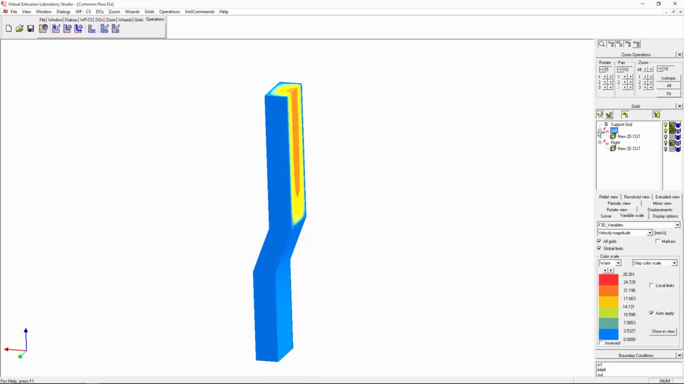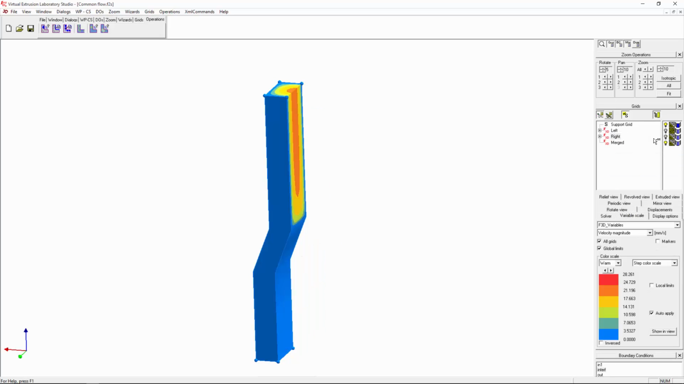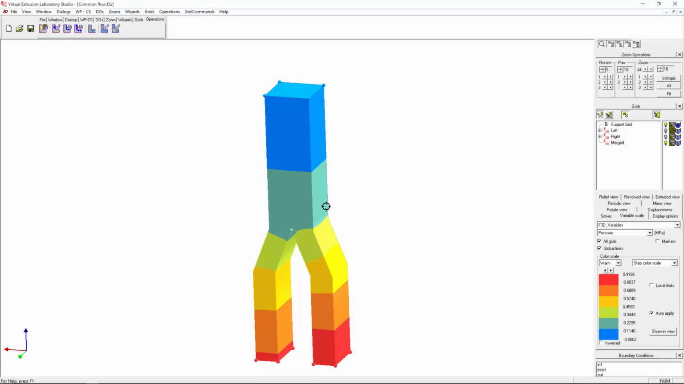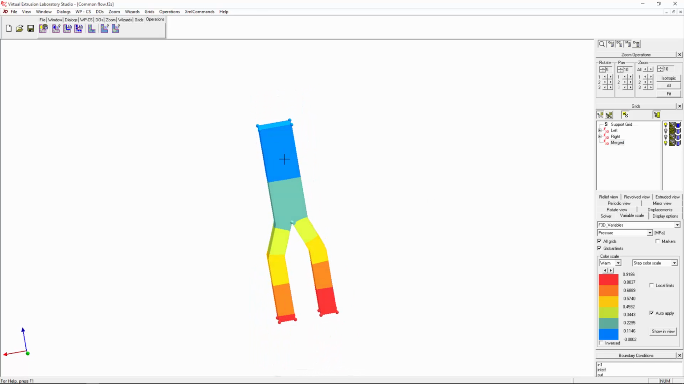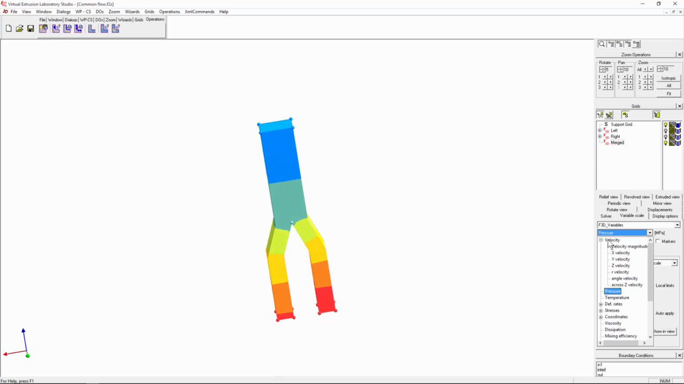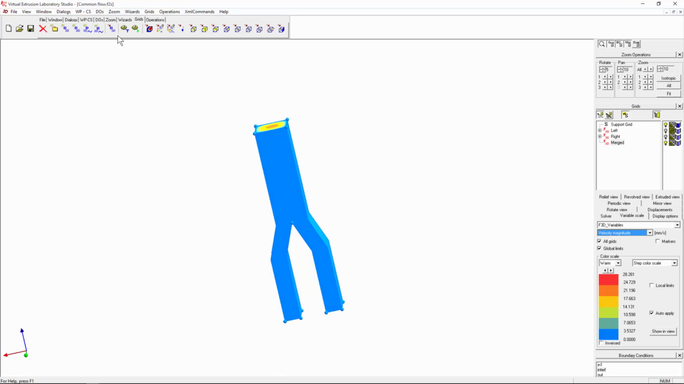So in that case, probably the best would be just to create a copy of this left mesh and paste it here as a copy, call it merged, and now we can copy the right geometry for merge, right? And paste from clipboard to this one. So now we have a merged grid, right? Which is from combined elements, and the advantage is that now I can put here again, let's say, a velocity magnitude, and I can treat it as a single mesh.